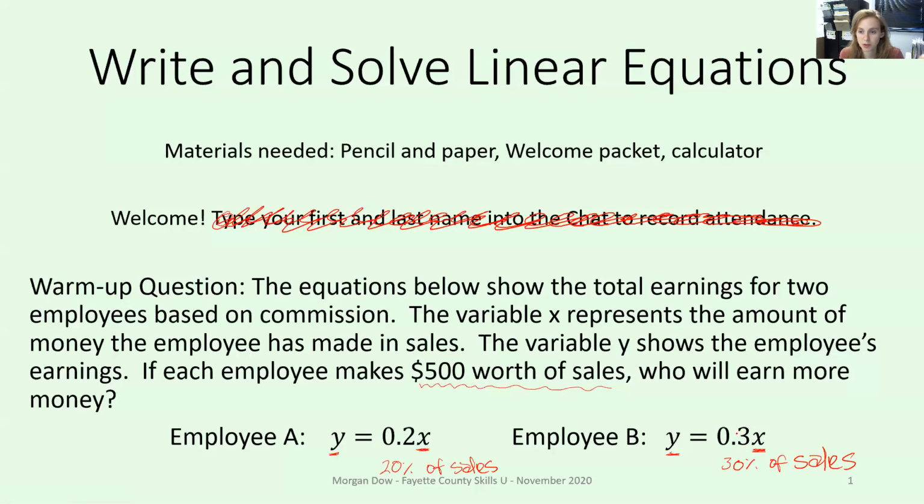But let's go ahead and substitute $500 in there. So we want to know, how much will employee A make if they're earning 20% of $500? So 20% of $500, you can go ahead and pull out your calculator if you'd like to. That would be 0.2 times 500, which is $100. So employee A will make $100 if they do $500 worth of sales. What about employee B? So they are doing 30% of 500. 0.3 times 500 is 150. So employee B is going to make $150. So who will earn more money? Employee B will earn more money.